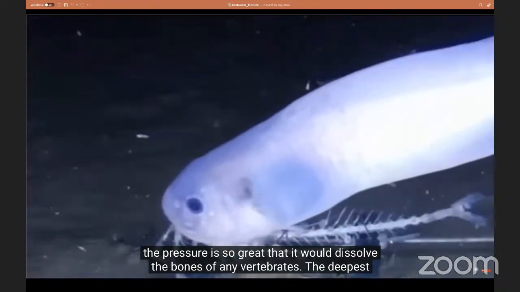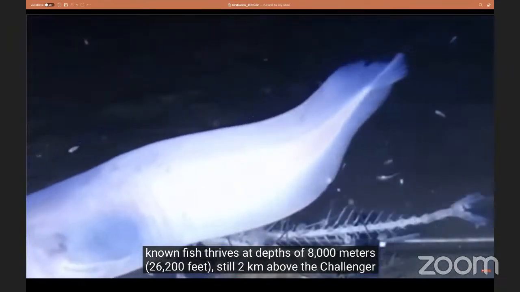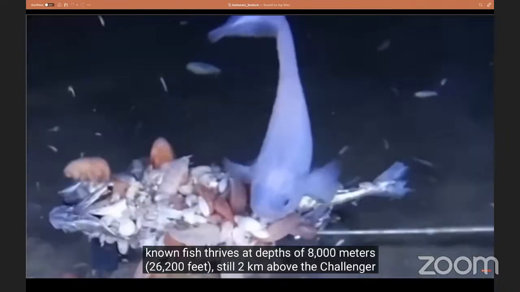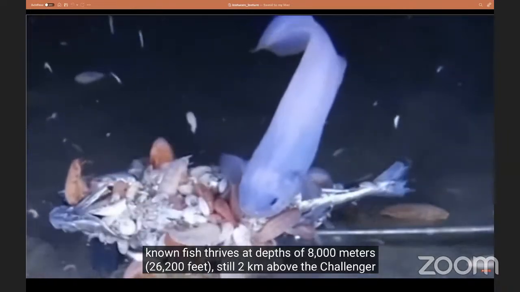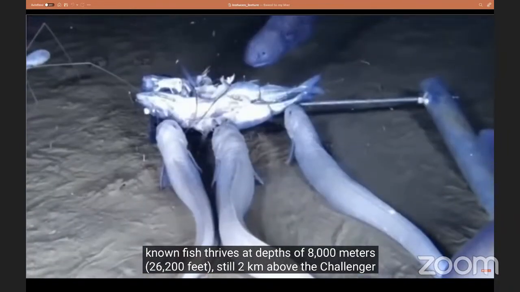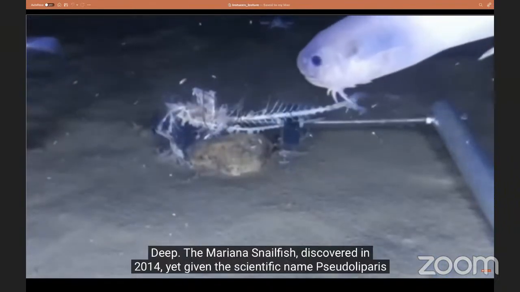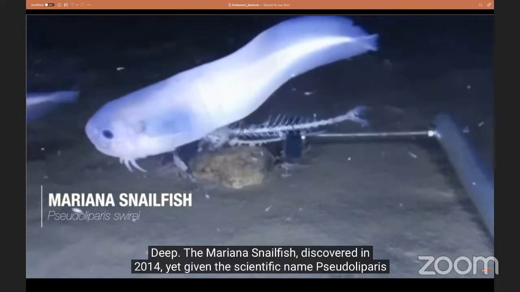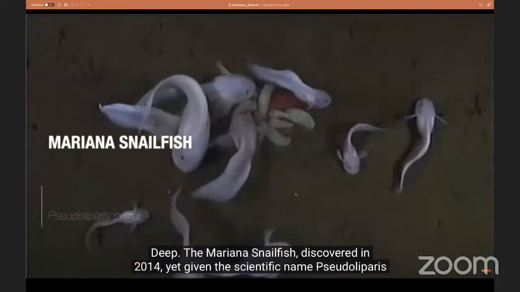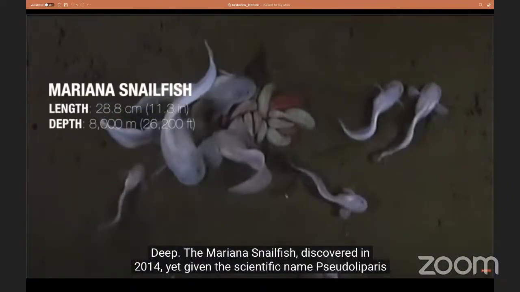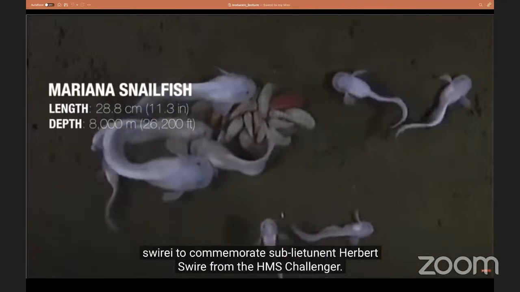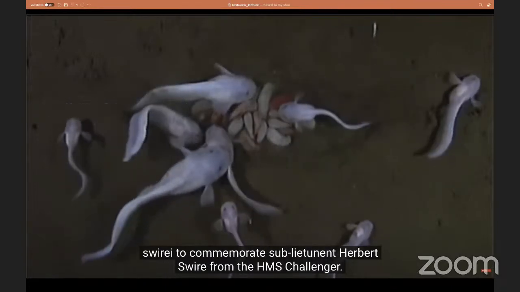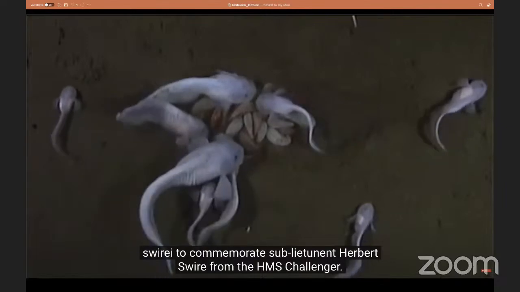The deepest known fish thrives at depths of 8,000 meters, or 26,200 feet, still 2 kilometers above the Challenger Deep. The Mariana snailfish, discovered in 2014, was given the scientific name Pseudoliparis swirei to commemorate Sub-Lieutenant Herbert Swire from the HMS Challenger.